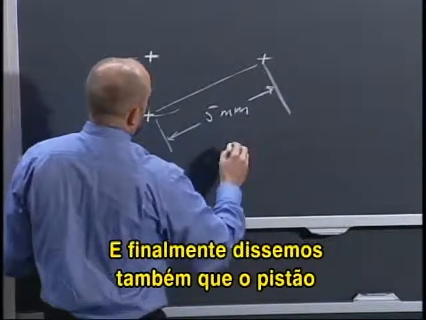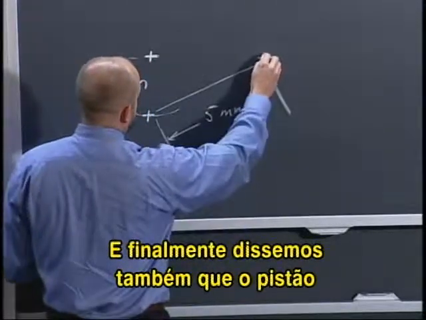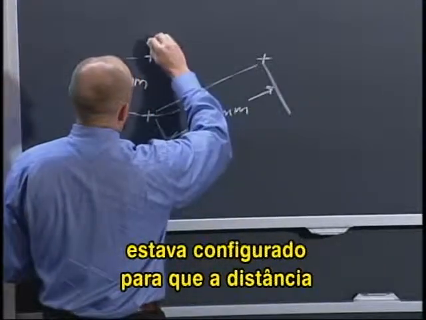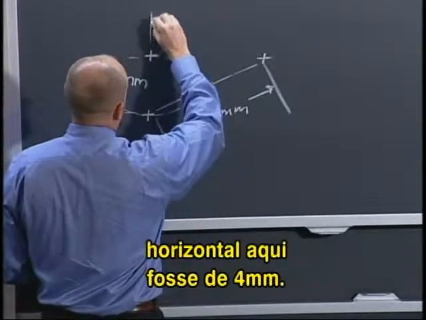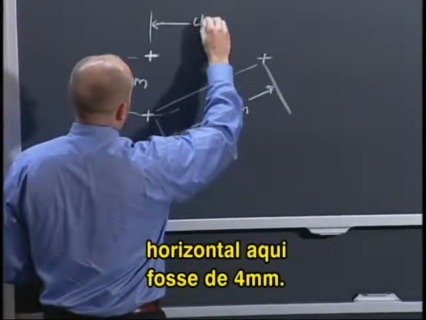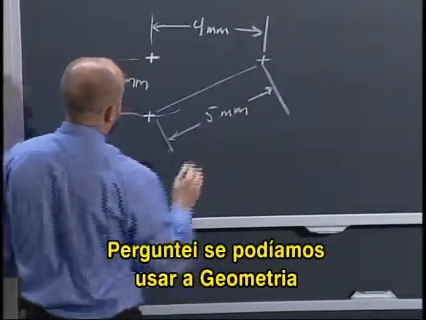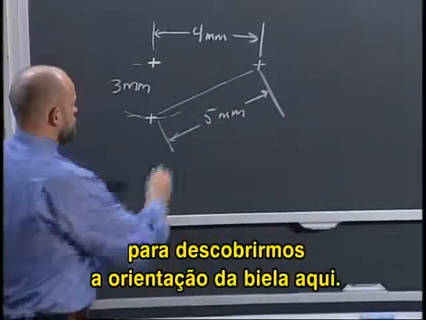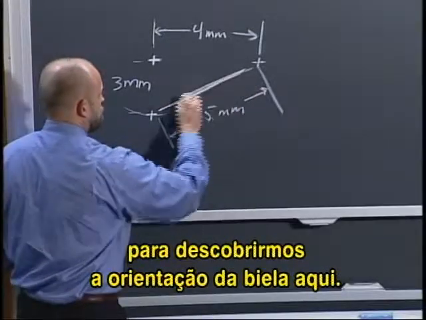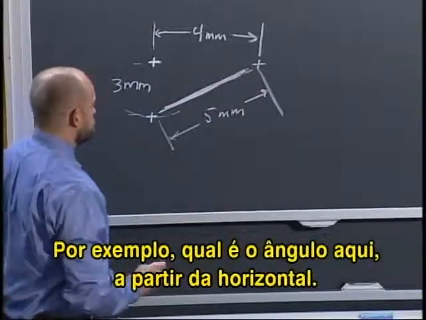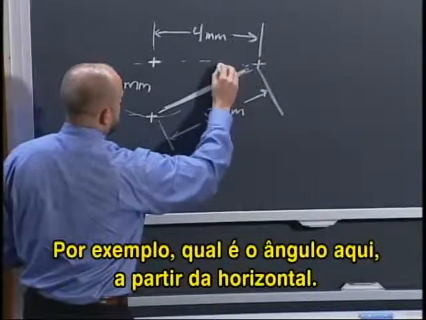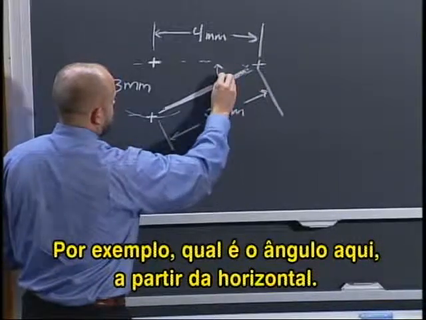And finally, we also said that the piston was configured so that the distance horizontally here was 4 millimeters. And I asked if we could use geometry to figure out the orientation of the connecting rod here. For example, what is the angle in here from the horizontal?